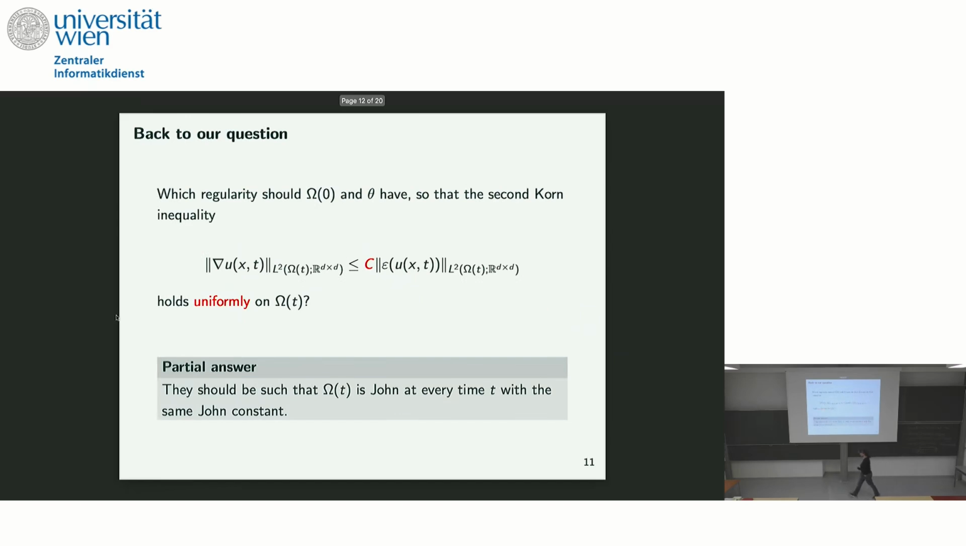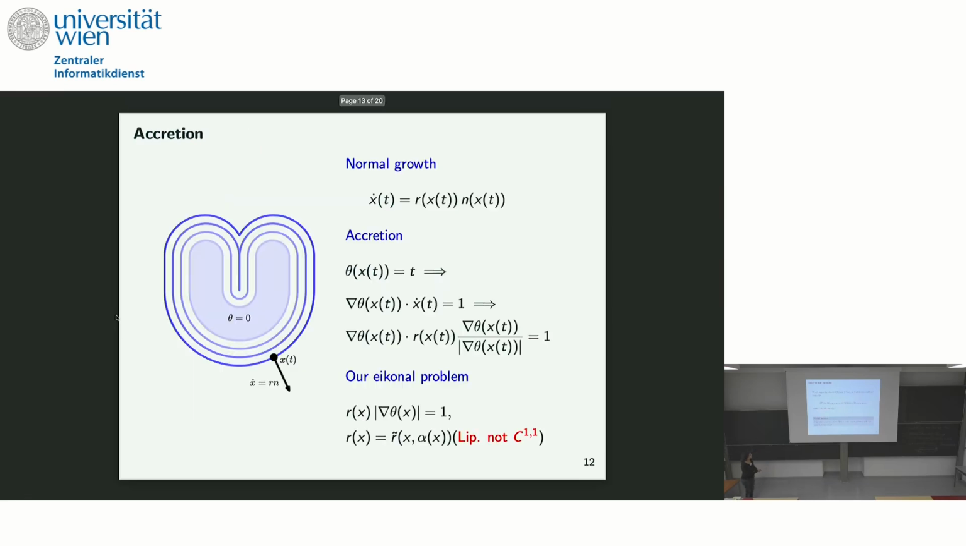Going back to our problem then, we have our uniform Korn inequality, but in our case, we have sets that are evolving with time, and we need them to be John with respect to the same point and with the constant C independent of time. So how can we guarantee that?